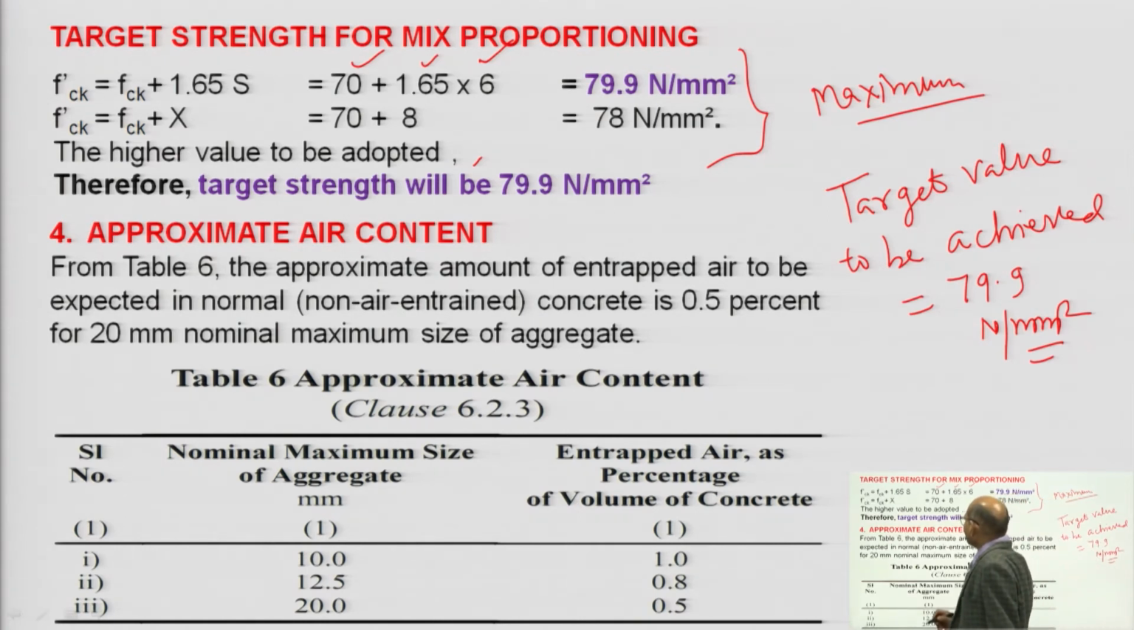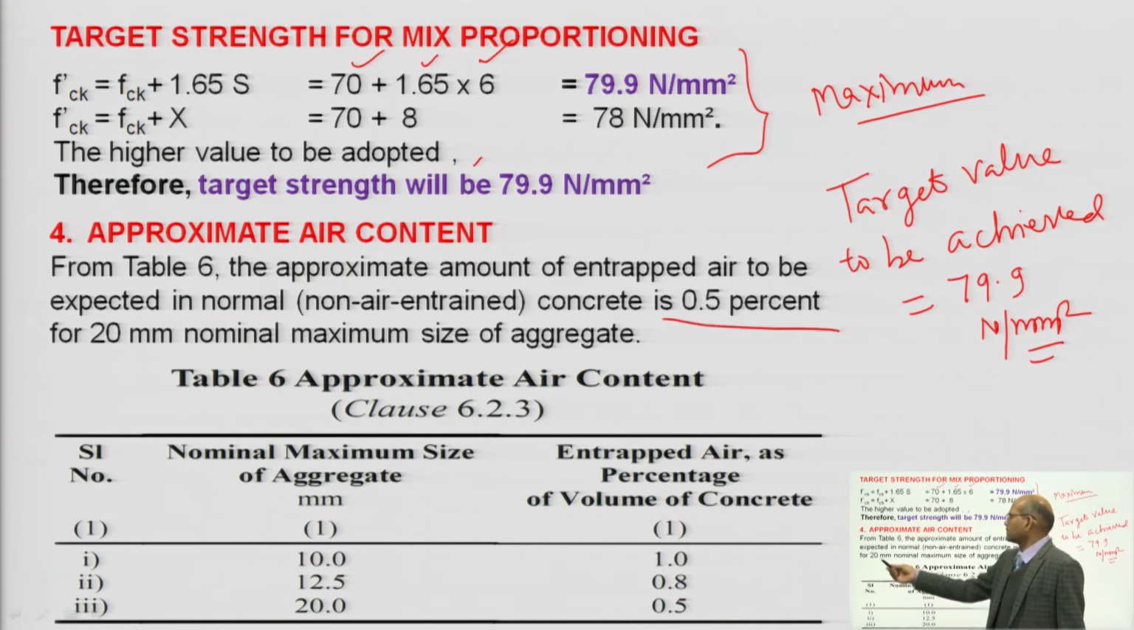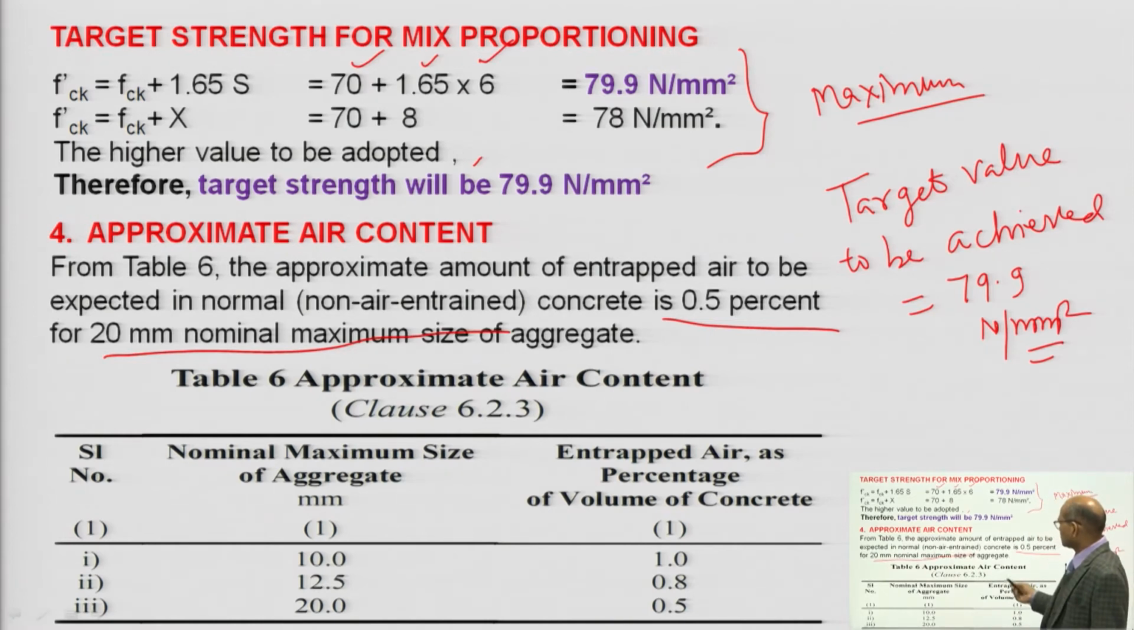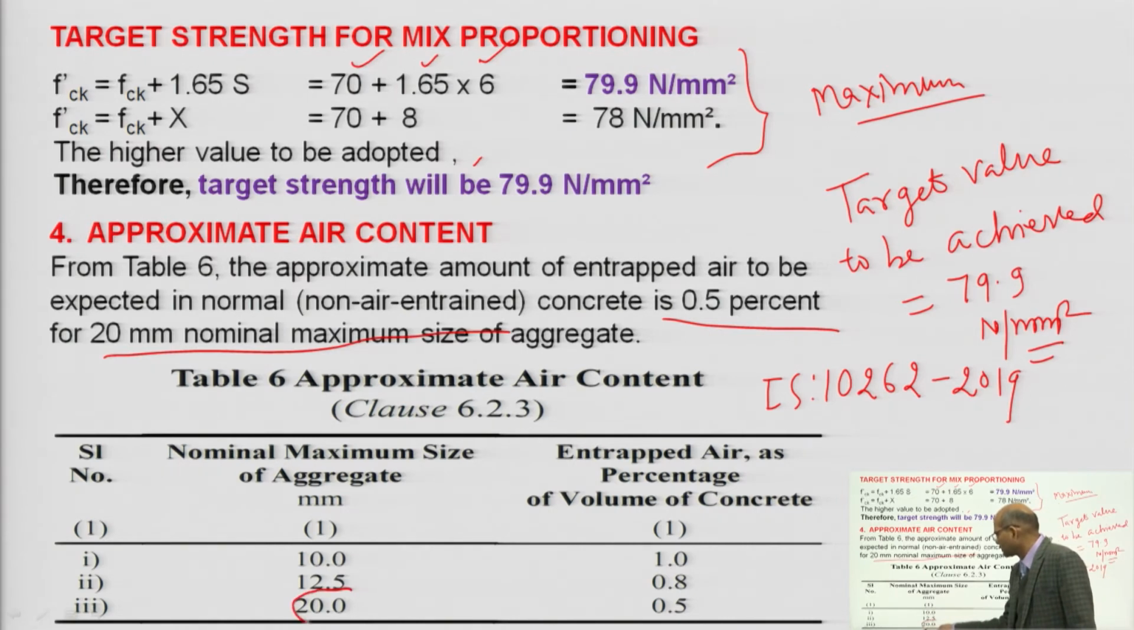What should be the approximate air content? For air content, if you see the table, the approximate amount of entrapped air expected in normal non-air entrained concrete is 0.5% for 20 mm nominal size. This table is given in IS 10262:2019. Our given problem is 20 mm, so you have to take the amount of air content in the concrete as 0.5.